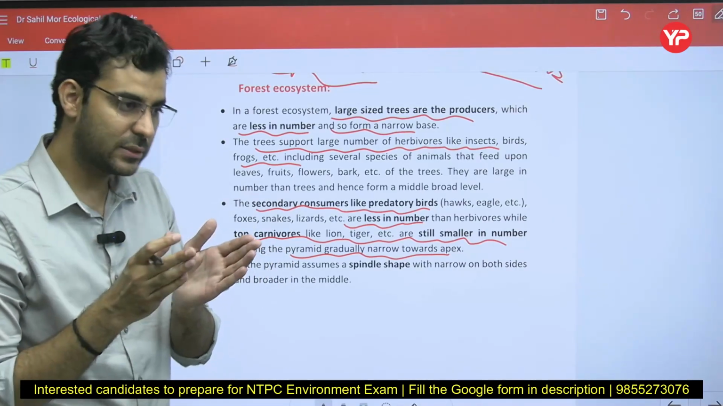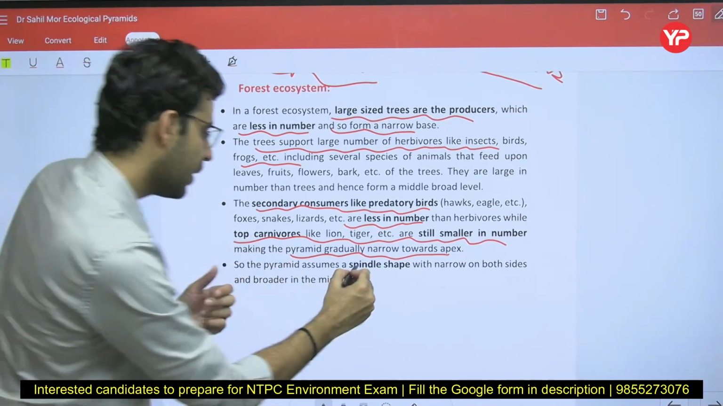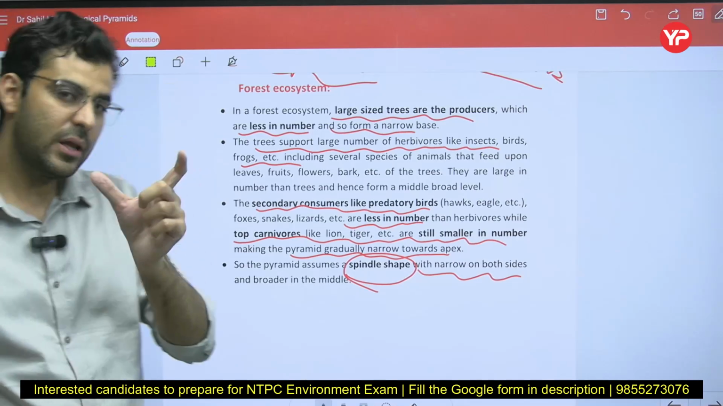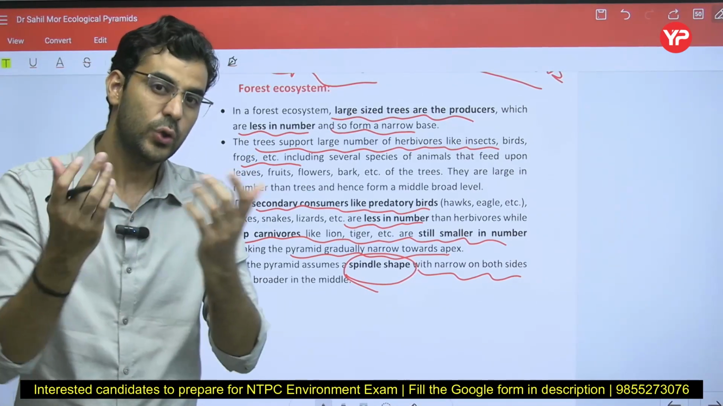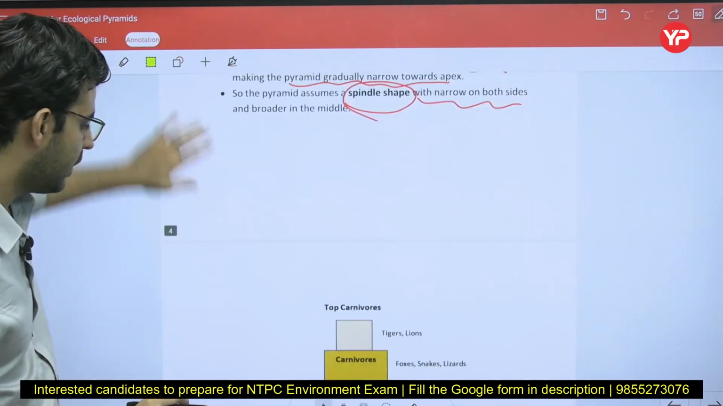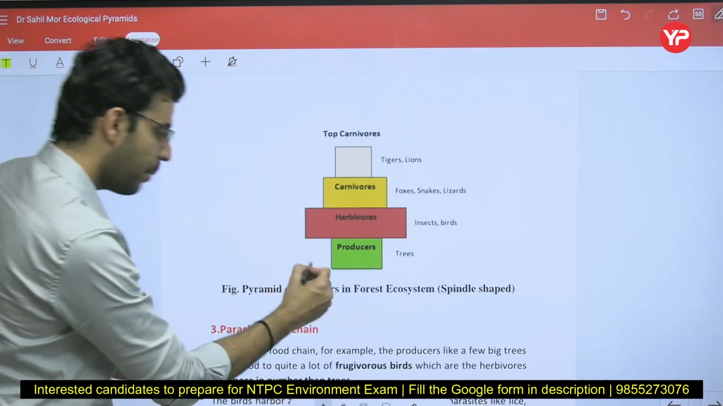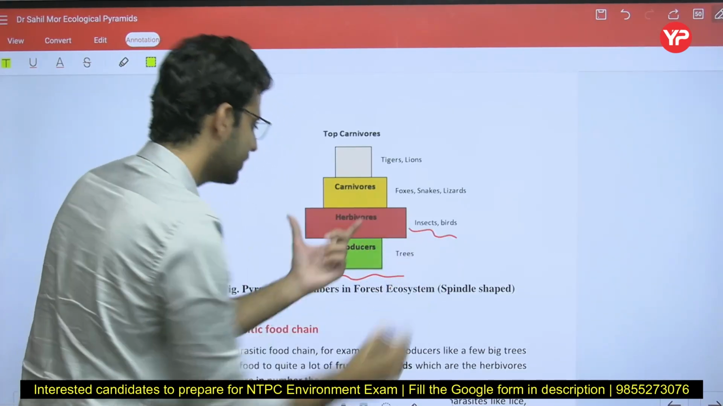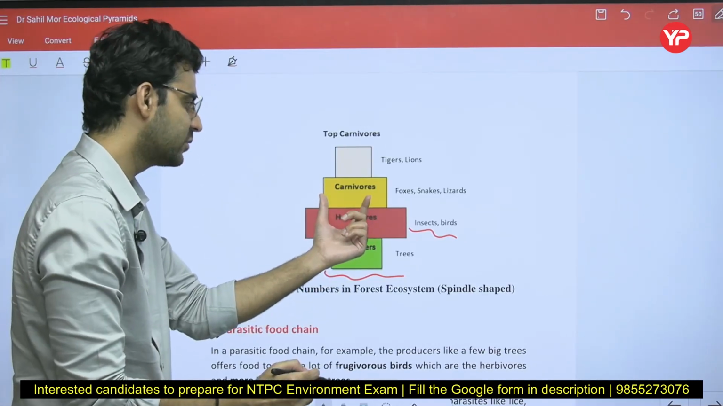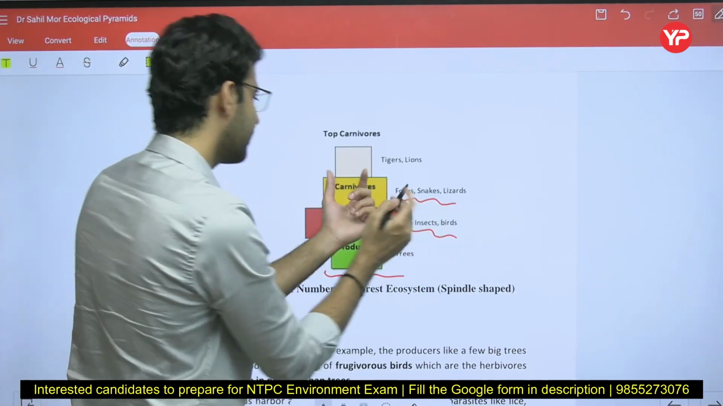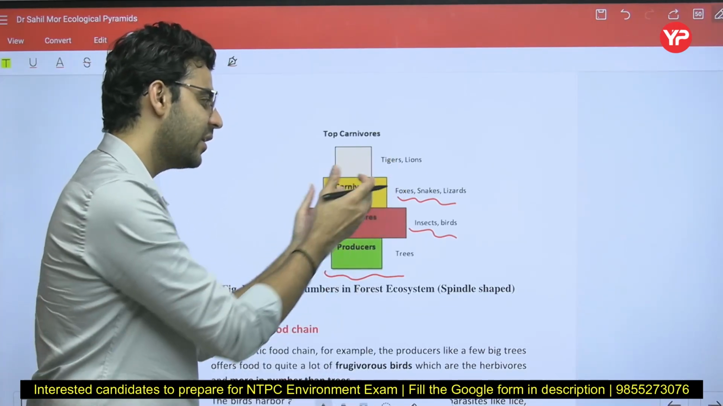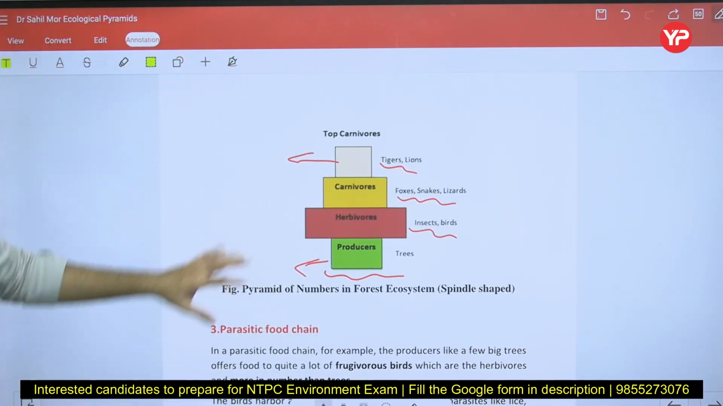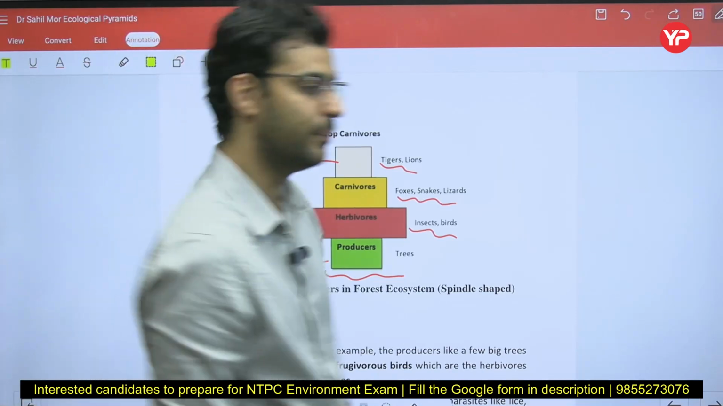Okay, so it is narrow from both the ends, making it a spindle shape. Broader in the middle, narrow at both sides. तो डायग्राम क्या बनाएं? Diagram will be somewhat like this. Producers, trees lesser in number, then herbivores, insects, birds larger in number, then again carnivores getting reduced in numbers, fox, snakes, lizards. Then at the top carnivores, tigers, lions are lesser in number, so forming narrow base at both the sides. So this will be the pyramid of number structure for forest ecosystem.